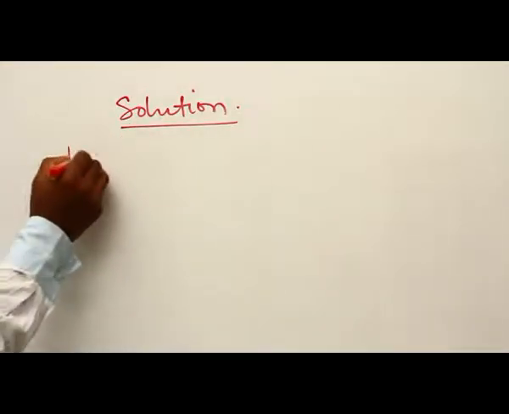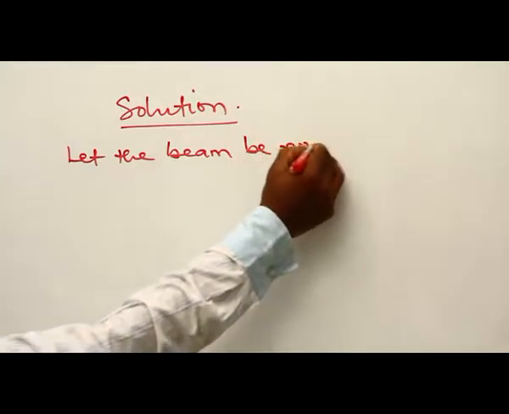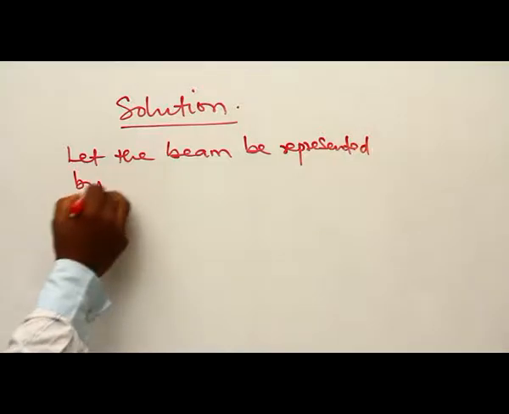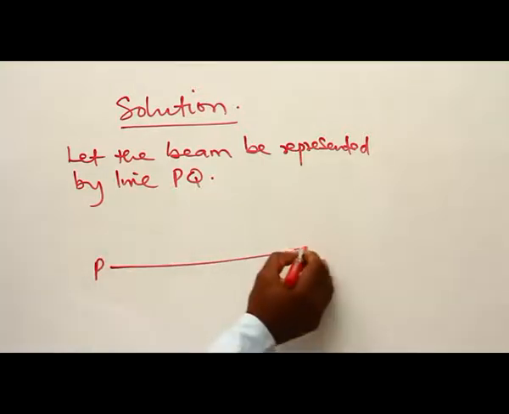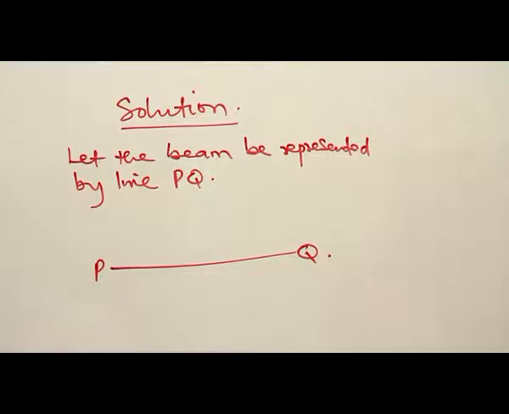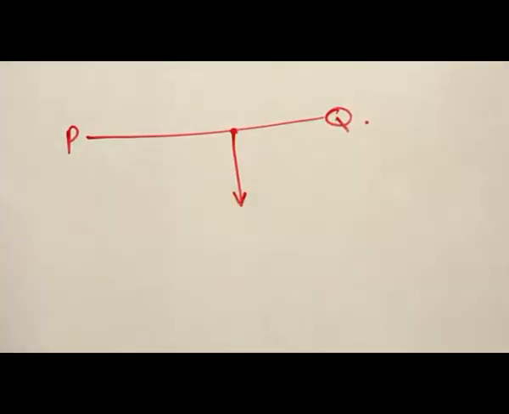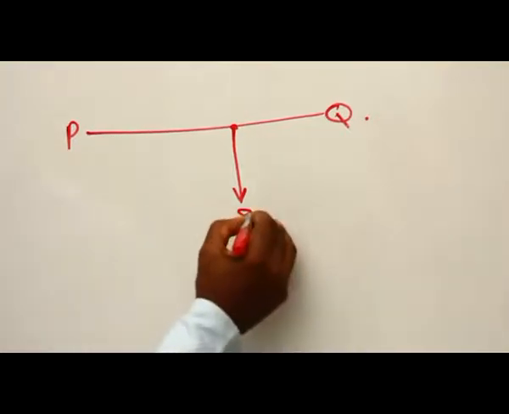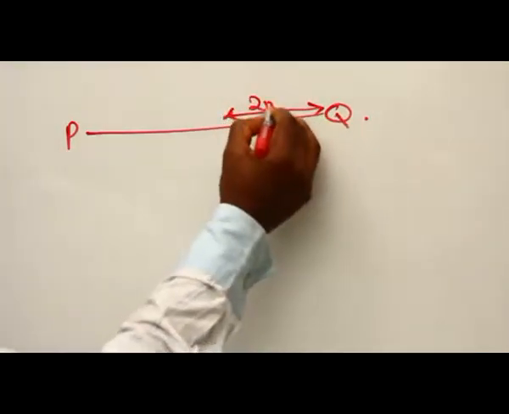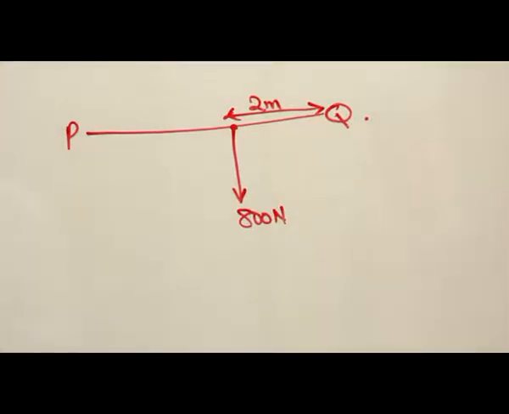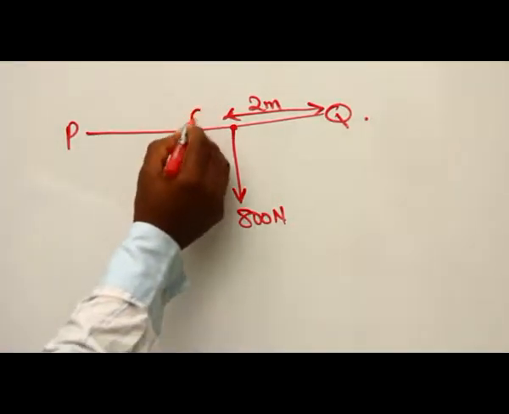Solution. Let the beam be represented by line PQ. So this is our beam. The man is standing at a point M. The weight of the man is vertically downwards, and that weight we are told is 800 Newton, and is at a point 2 meters from end Q. Being a uniform beam, the weight of the beam itself is at the midpoint. The midpoint of 5 is somewhere here. This is the center of gravity G.